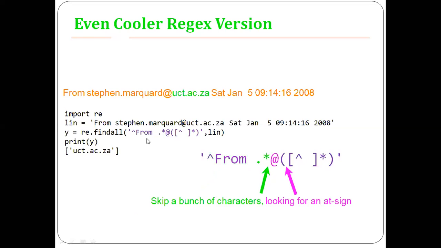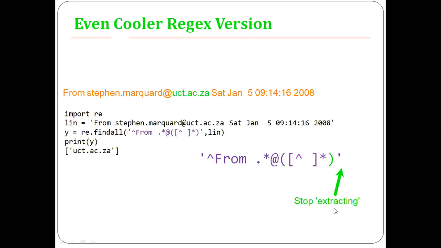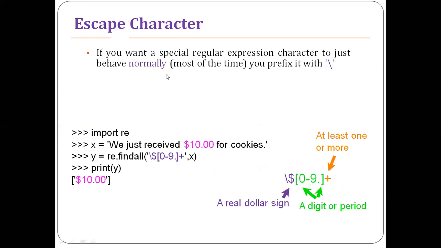So this is how your thing works, right? It must start from this and be followed by this one, right? Start extracting and match non-blank characters, match many of them, then stop extracting. Escape sequences, right?